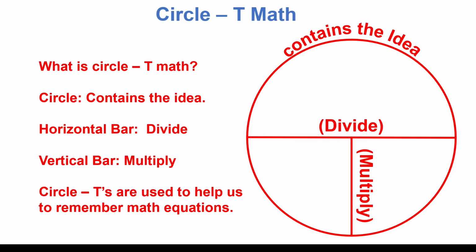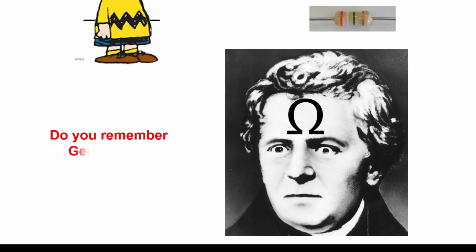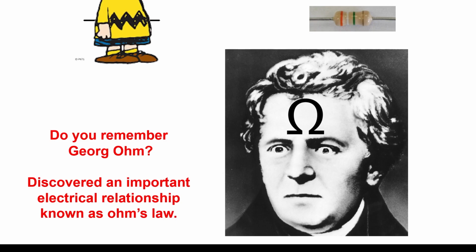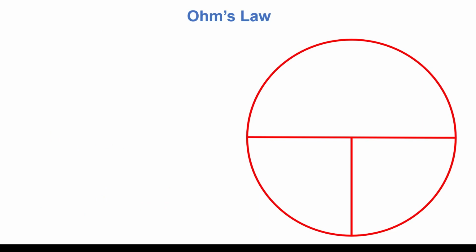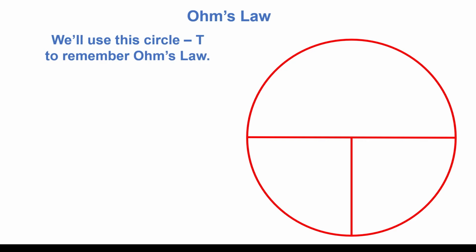Circle Ts are used to help us remember math equations. Write this stuff down. If I go too fast, stop the video and write it down. You remember Georg Ohm? We talked about him in earlier videos. He discovered an important electrical relationship known as Ohm's law. To better remember and understand Ohm's law, I thought maybe I should talk about it a little bit more. For Ohm's law, we're going to use this circle T. Circle Ts can be used for any three-part equation, especially if they include multiplication and division, of course. But here's how it works.